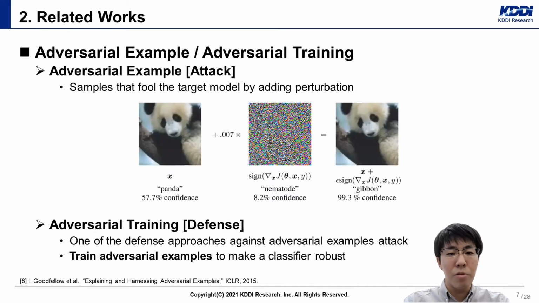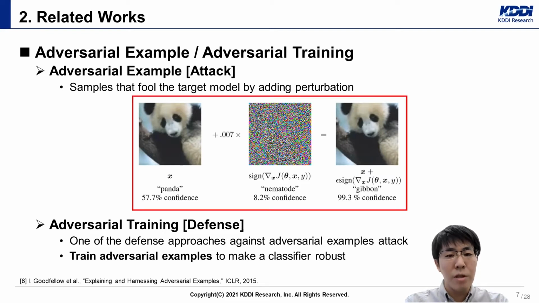Next, I will introduce the adversarial example. Adversarial example is a sample that fools a machine learning model by adding perturbation. Adversarial example images look natural for humans, but unsophisticated classifiers may misclassify them. The figure shows an example of that adversarial example attack. By adding noise to an image of a panda, a machine learning model may misclassify the crafted image as another animal.